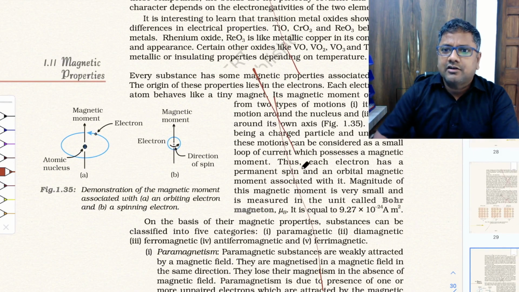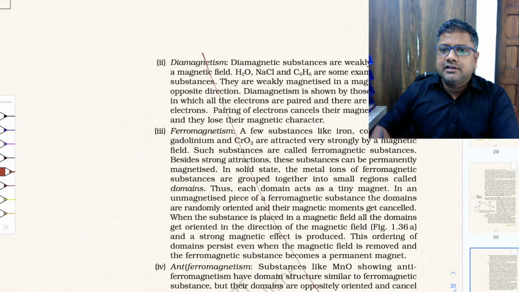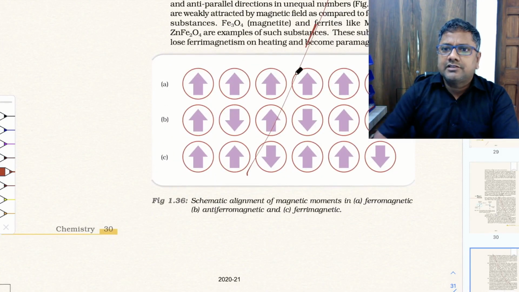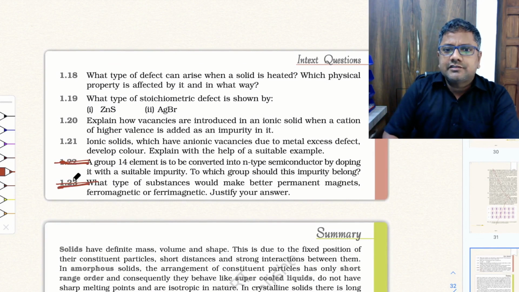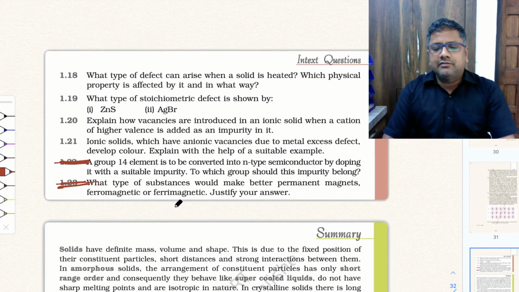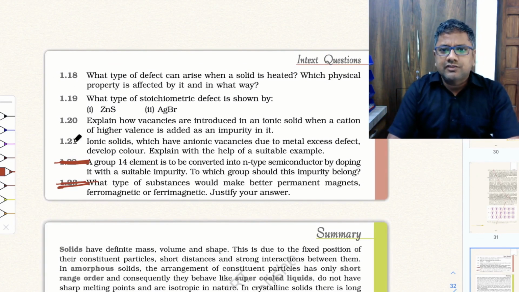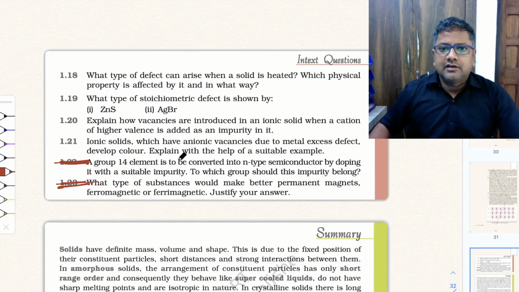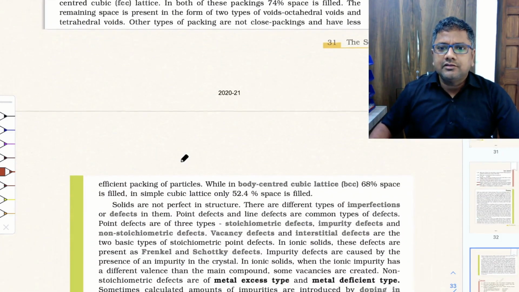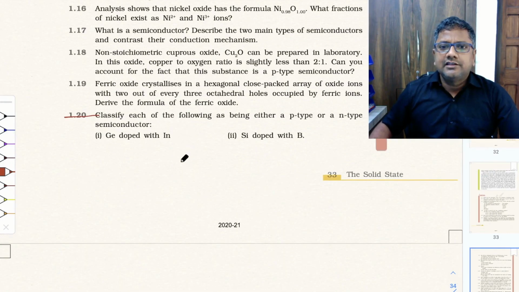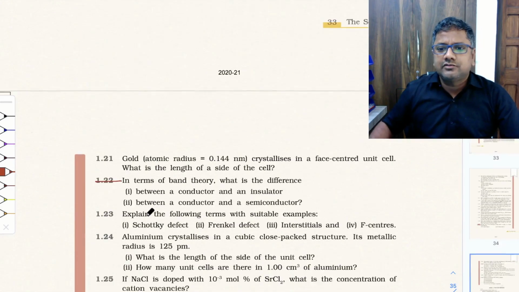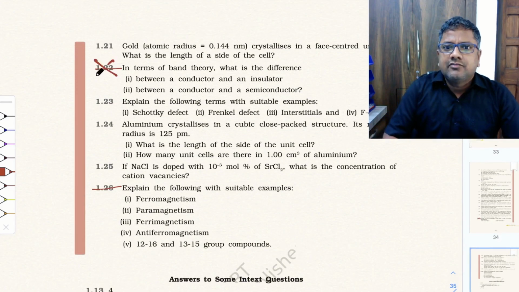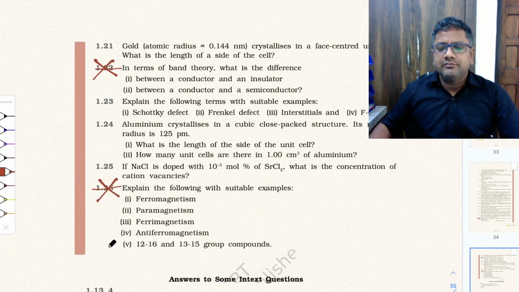See, magnetic properties also they have excluded. A lot of portion they have excluded. This is totally theoretical portion, and they have excluded this from your syllabus. The questions related to these they have also deleted. You can go through these questions; they are from the topics which are included in your syllabus, right? And these are the questions. N-type, P-type semiconductor, this is also excluded, so you can leave these questions from the exercise, right? You can leave these questions.